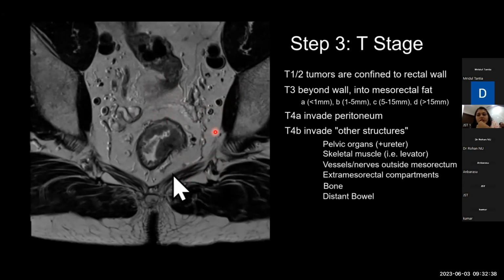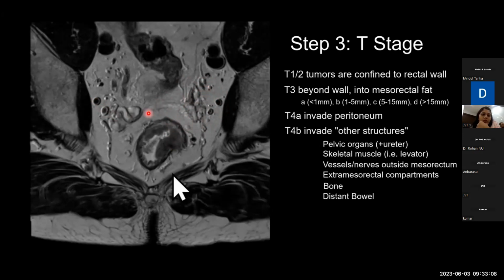And the vessels and the nerves around the mesorectum. For vessels, we see a flow void within the vessels, and if any tumor is large enough and is invading these vascular structures, then it's direct invasion of the tumor, and again it upstages to T4B. The extra mesorectal compartment, for example the obturator space, the whole of this, if involved by invasion of the vessels, nodes, and nerves, upstages it to T4B.